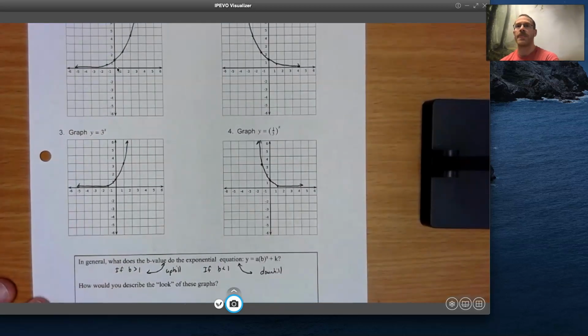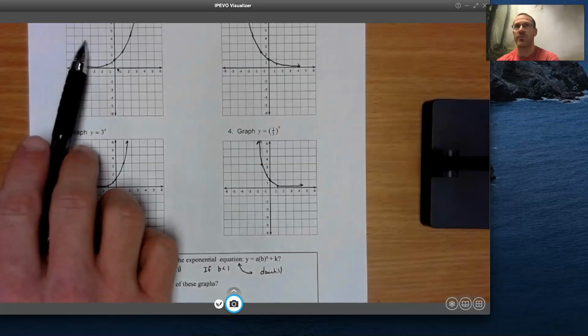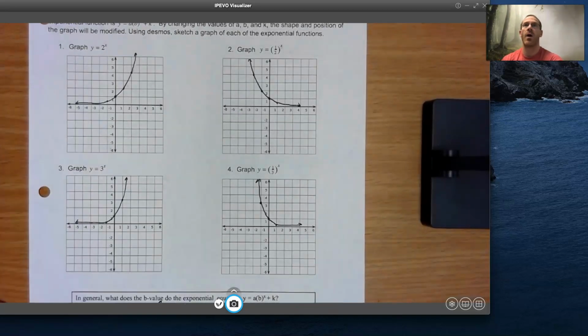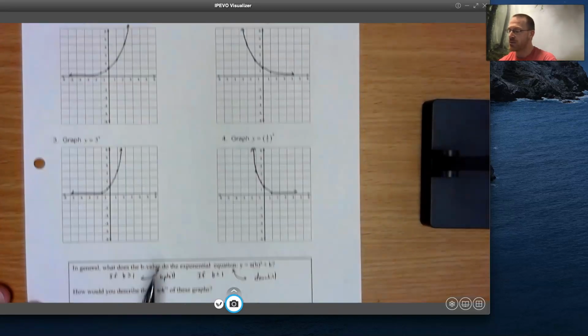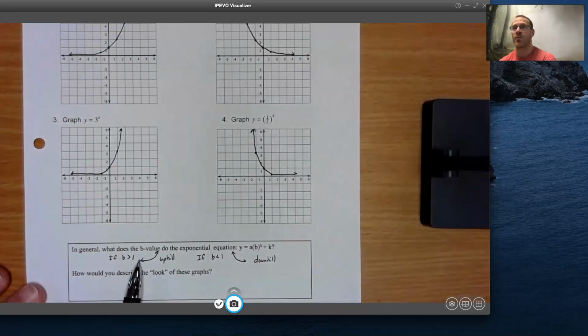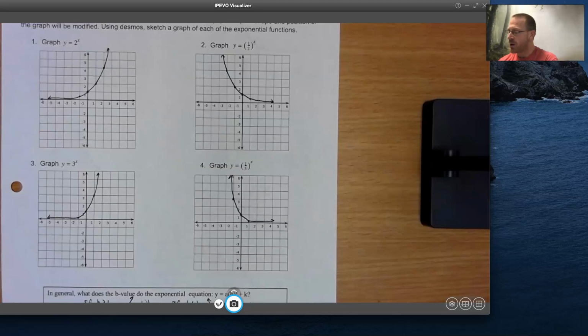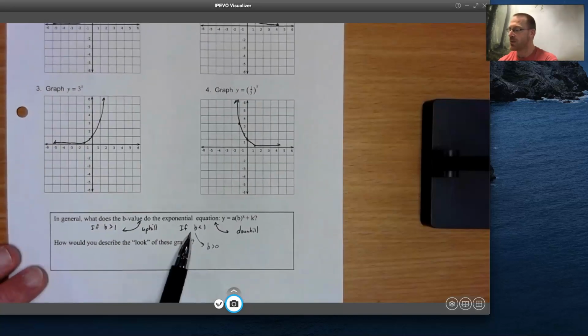All right, so now, what does that b value do? Well, hopefully you notice that in 1 and 3 here, our b value is bigger than 1. If our b value is greater than 1, we're going to go uphill. If b is less than 1, we go downhill. And I should put in a little note here that b is always greater than 0. Oh, you guys can't see that. I wrote it in. Let me move it up for you. So b is always greater than 0.